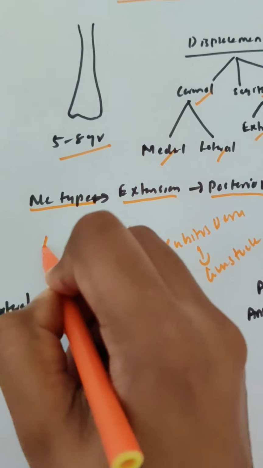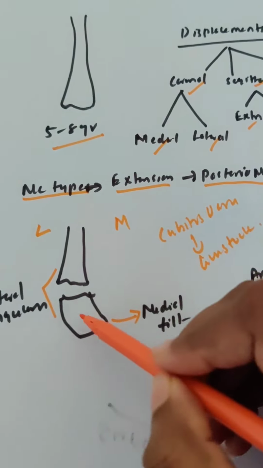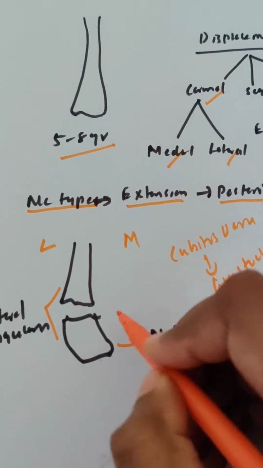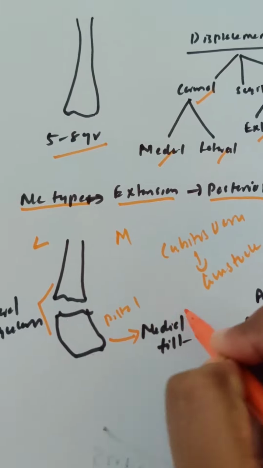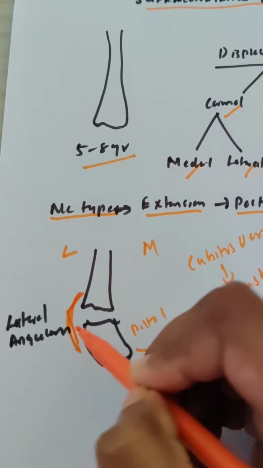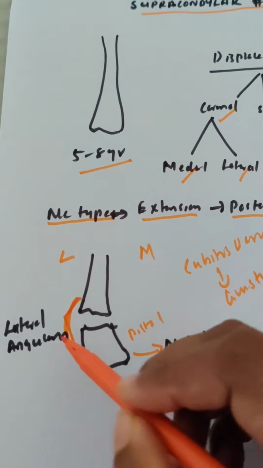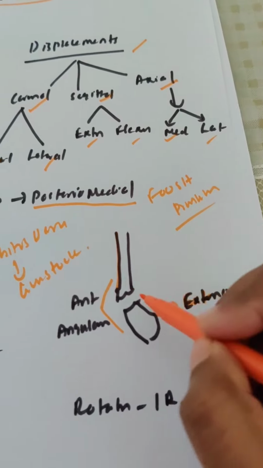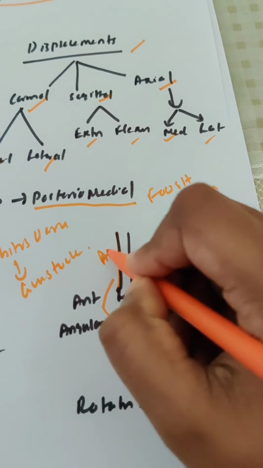So that is the medial and lateral side of the bone. Medial tilt is the most common displacement occurring in supracondylar fracture. This medial tilt will produce a lateral angulation. So that is the coronal plane deformity in supracondylar fracture. Now we will discuss the sagittal plane deformity, that is the antero-posterior plane.